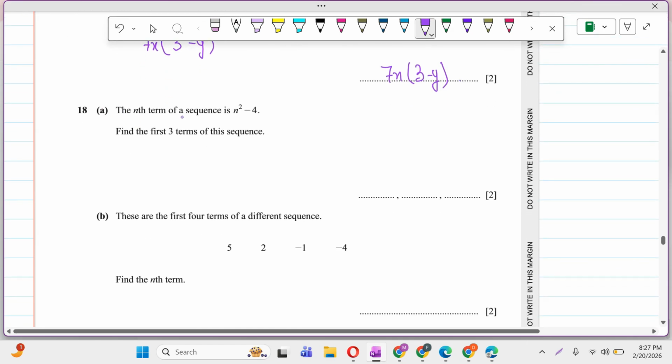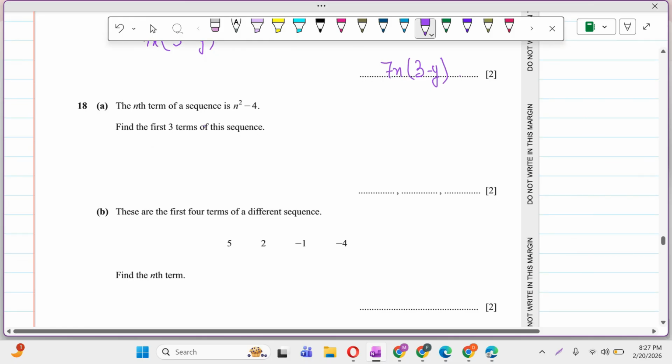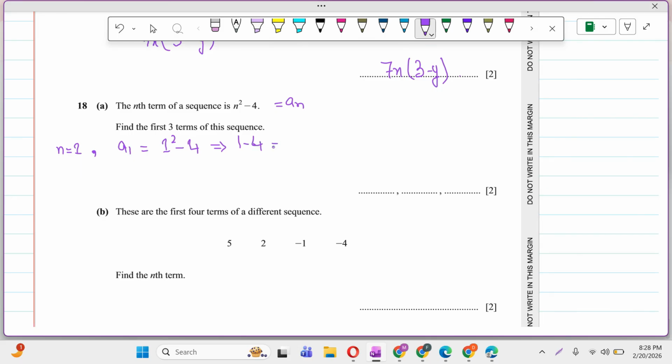18. The nth term in the sequence is n squared minus 4. Find the first three terms of the sequence. So when n equals 1, we will have a1, and the nth term is an, which is n squared minus 4. So a1 is equal to 1 squared minus 4, because n is 1. So this one is equal to 1 minus 4, which is negative 3. So the first term is negative 3.